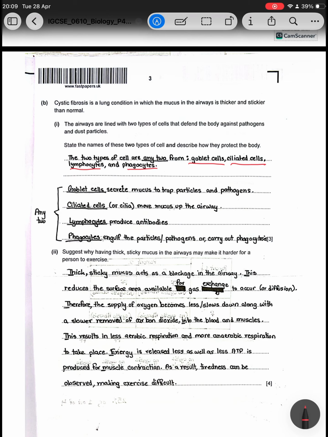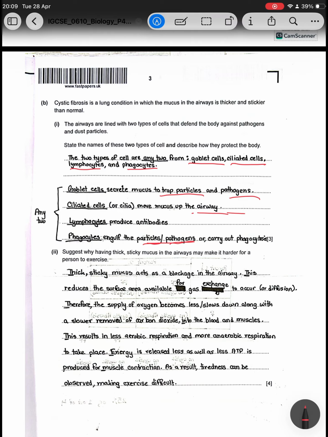And depending on which 2 you have mentioned, their function is described as goblet cells secrete mucus to trap particles and pathogens. Ciliated cells move the mucus up the airway. Lymphocytes produce antibodies, and phagocytes engulf the particles or pathogens and carry out phagocytosis, which is basically taking in the pathogens or particles and taking it away.